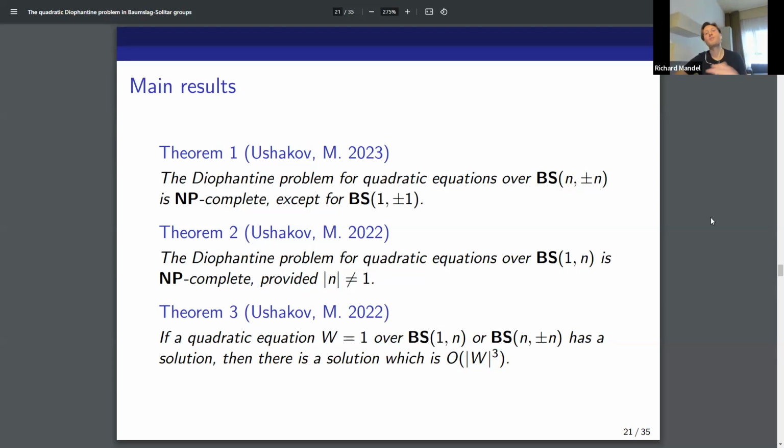So if there is a solution, then there exists a fixed polynomial, a cubic polynomial, which bounds the size of that solution if it exists. We could use the same polynomial for both BS(1, n) and BS(n, ±n). So our results are complexity results.